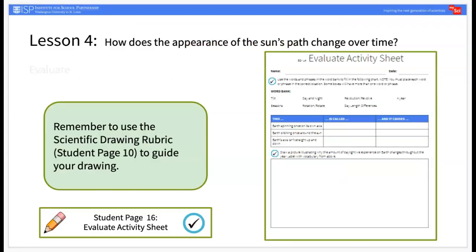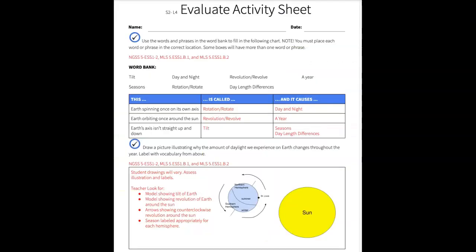In the Evaluate portion of this lesson, students will complete a formative assessment. Students will use a word bank to correctly define the processes that cause day, night, and the seasons, including Earth's rotation on its axis, the revolution of the Earth around the Sun, and the Earth's axial tilt. Students will also draw a pictorial model to illustrate why the daylight we experience changes throughout the year.